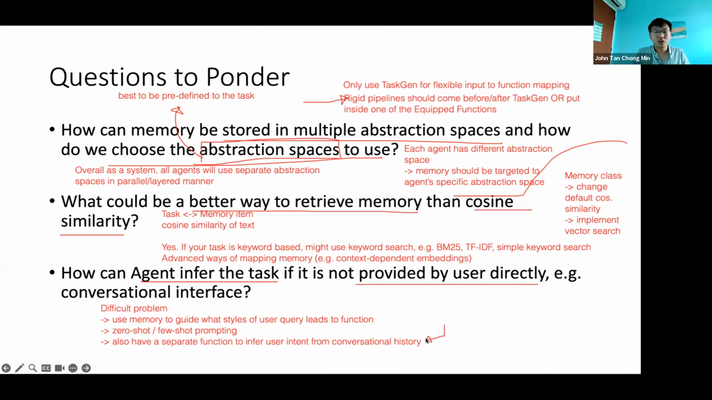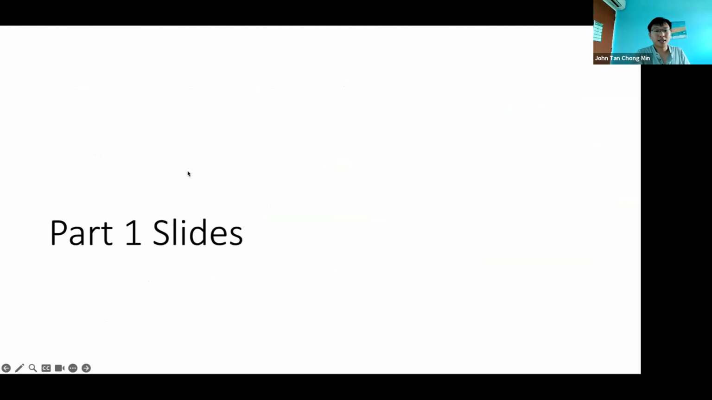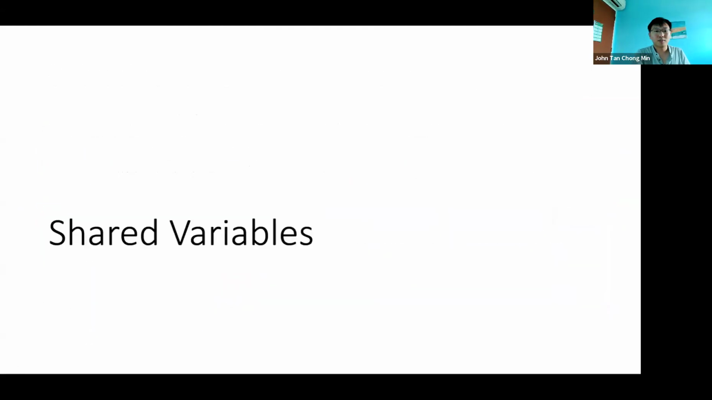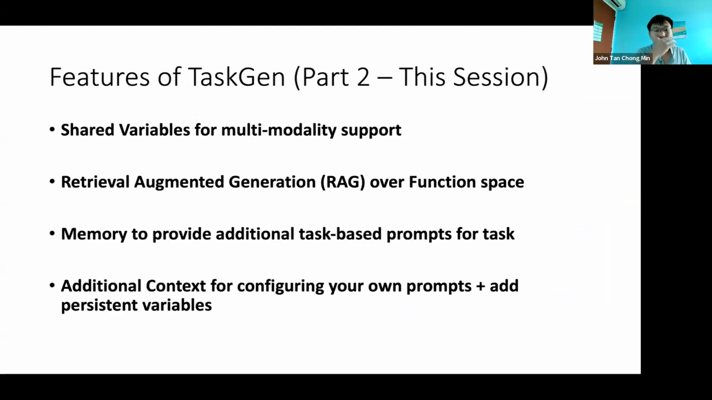Okay, that's all I have to talk about today for TaskGen. I hope it's clear, because I'm quite excited about this whole thing. Chat variables, memory, and additional or global context, I think, can help improve the performance of TaskGen a lot.